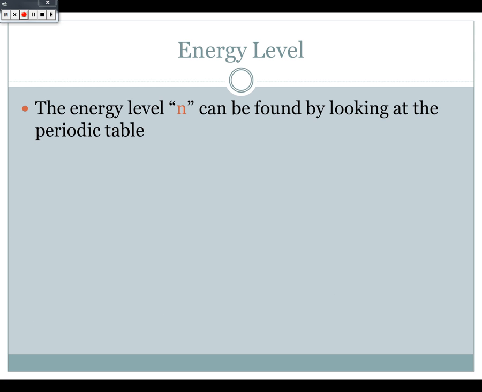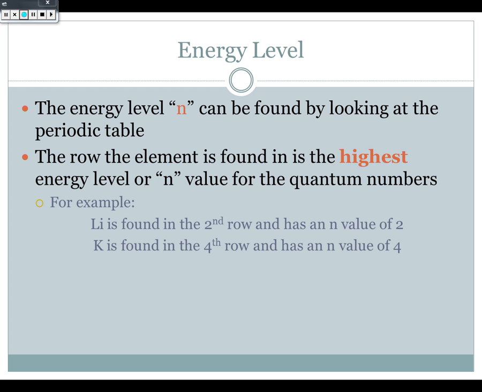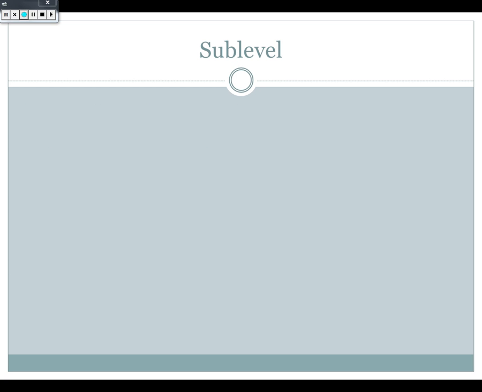So let's talk about energy level. Energy level is n. It can be found by looking at the periodic table. The row the element is found in is the highest energy level, or n value, for the quantum number. So, for example, lithium is in the 2nd row, so it has an n value of 2, but it had to go through the 1st row in order to get there. So it has n values of 1 and 2. And this will make more sense in a minute. Potassium is found in the 4th row, and it has an n value of 4, but it would have had to go through n = 1, 2, and 3 to get there, so it has all of those as well.